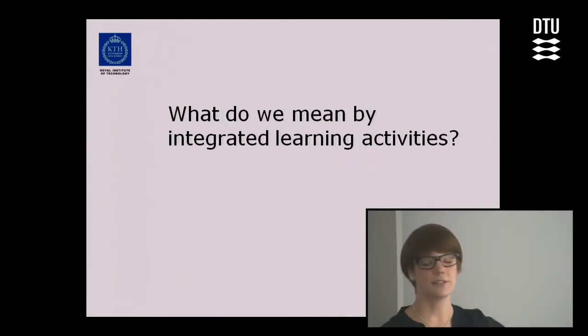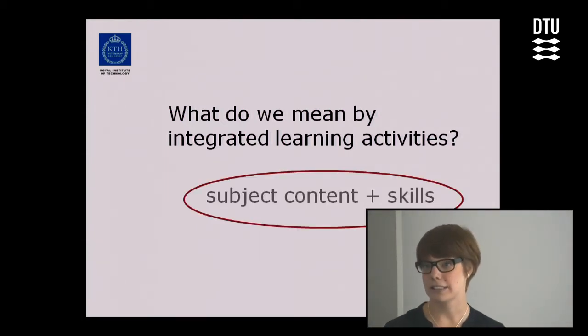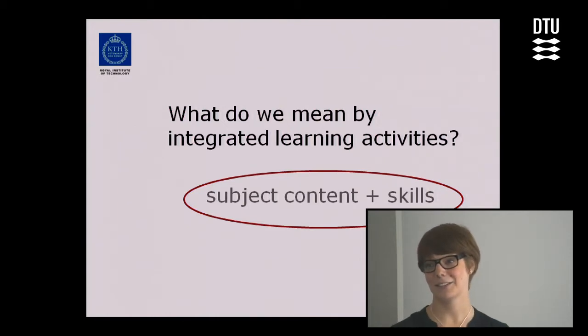And just something to start with that we have in mind, what we mean about integrated learning activities. It's the subject, content, and skills together in some content or in some sort. So it's about the red circle I will talk, or what's inside the red circle today.